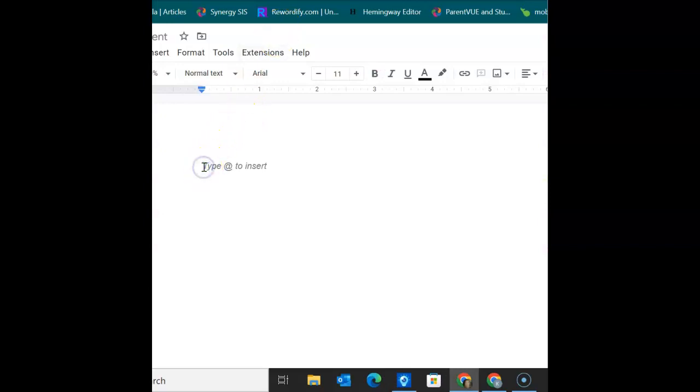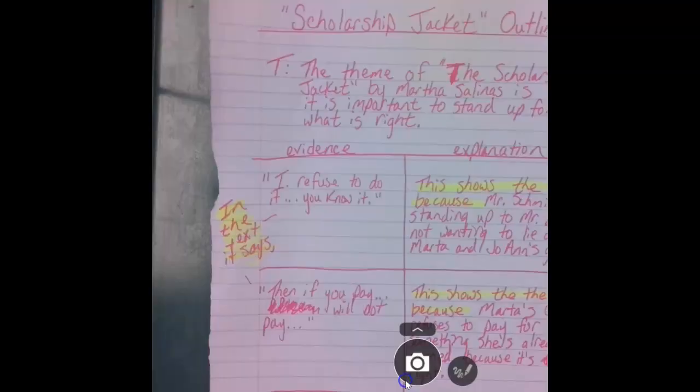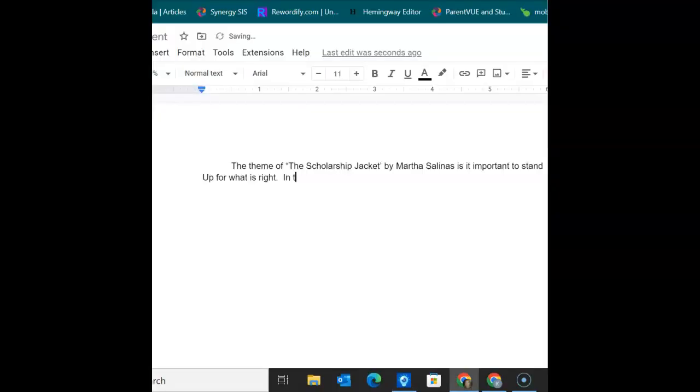When you start a paragraph, you always hit tab so that it indents 5 spaces, and then I'm going to just type my topic sentence directly from my outline. Okay, and then I'm going to go back to my star outline, and I'm going to introduce my first piece of evidence. So I'm going to say, in the text it says, comma, and then I'm going to put that piece of evidence. Okay?